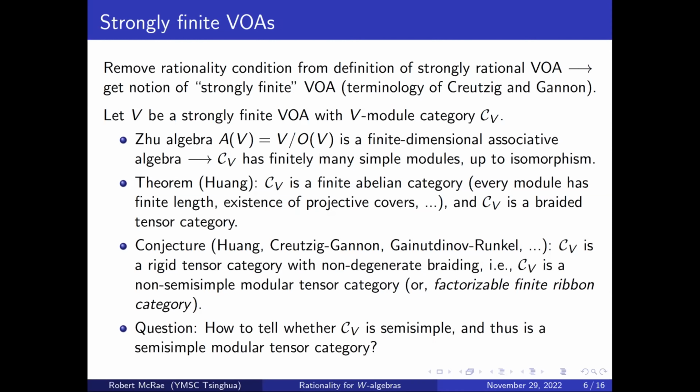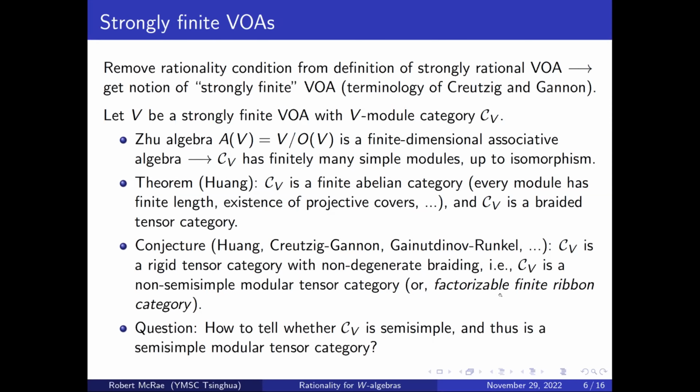So the conjecture that's been made by a number of people is that the module category of a strongly finite VOA should not just be a braided tensor category, but it should also be rigid. And the braiding should be non-degenerate. So sometimes categories like this are called non-semisimple modular categories. I guess it really should be not necessarily semisimple modular tensor categories. So maybe to avoid that confusion, I'll refer to them as factorizable finite ribbon categories.